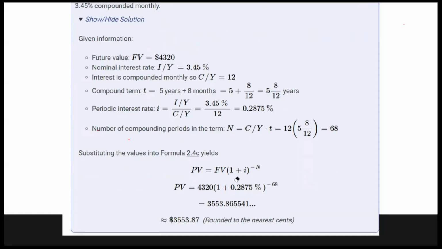But I think they write the formula differently here. I think the formula I gave you previously is FV over 1 plus i to the n, right? So yeah, it's the same thing. You know your algebra, you know what I'm talking about, right?